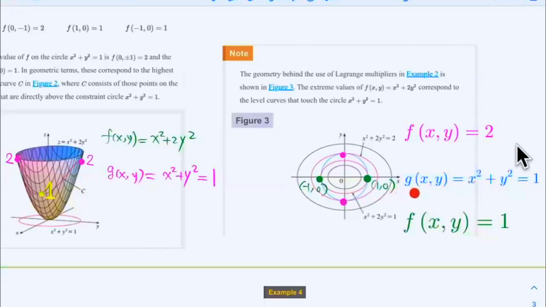You got it? So you look at the intersections. The level curve intersects with this at here and here, and those give you the minimum, and these 2 give you the maximum. Look at where they intersect.